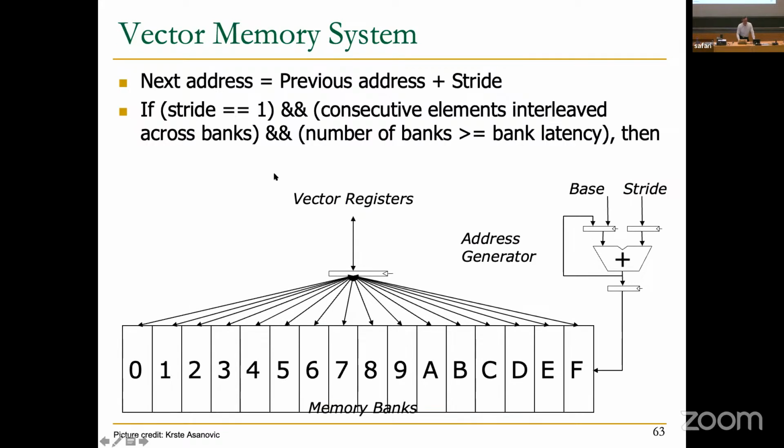And for that, you need essentially these to be satisfied. If stride is 1, consecutive elements need to be interleaved across banks, and the number of banks needs to be greater than or equal to bank latency. Then you can sustain one element per cycle throughput. And this is what I'm going to assume when I say you have n banks.